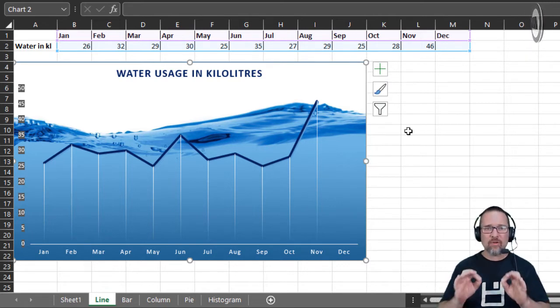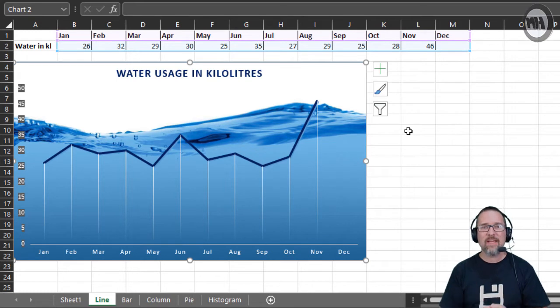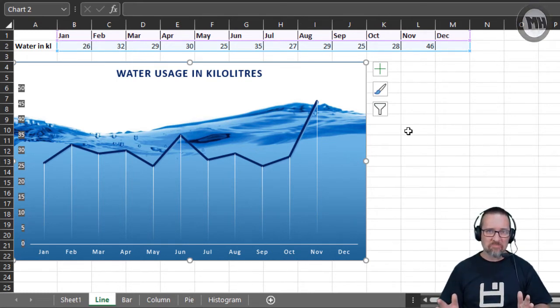So that is what a line graph is for, guys. A line graph is to see changes in something over time. Make sense? I hope so. Let's look at the next one.